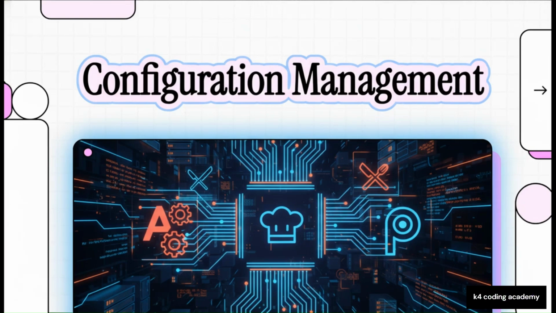Hey everyone, welcome back. Today we're diving deep into a concept that is absolutely essential for anyone in DevOps or modern software development. We're talking about configuration management. And trust me, if you get this, you are way ahead of the game.